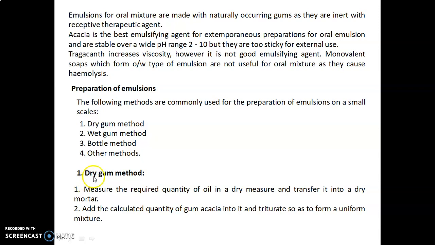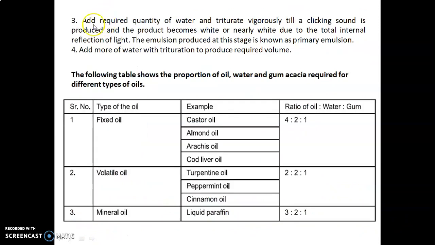First of all, let's discuss the dry gum method. First, measure the required quantity of oil in a dry measure and transfer it into a dry mortar. Then add the calculated quantity of gum acacia and triturate to form a uniform mixture. Third, add the required quantity of water and triturate vigorously till a clicking sound is produced and the product becomes white or nearly white due to the total internal reflection of light. The emulsion produced at this stage is known as the primary emulsion. Fourth, add more water with trituration to produce the required volume.